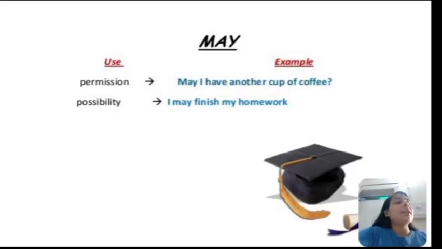Now let's have a look at the other modal auxiliaries, and the next modal auxiliary is the use of may. May is used to ask for permission or to give permission. Like in class, when you want to enter, you ask your teacher, may I come in sir, may I come in ma'am. May is used for asking permission. Even for giving permission, you use may in the answer, like yes you may come, no you may not.